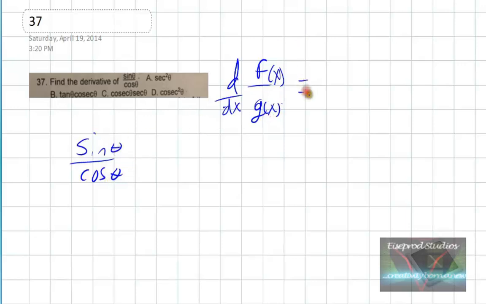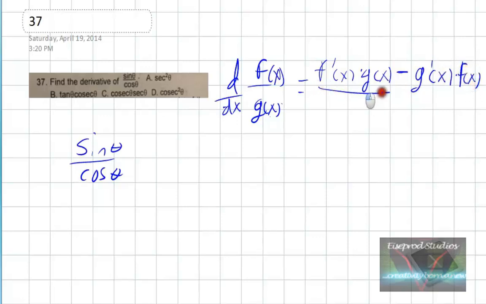And the way that you would solve it is you would take first f prime of x times regular g of x minus g prime of x times regular f of x all over regular g of x squared. And so let's go ahead and try that out. So the derivative of sine is cosine. That's what I mean by f prime.